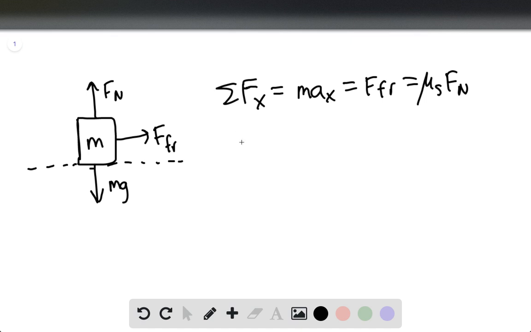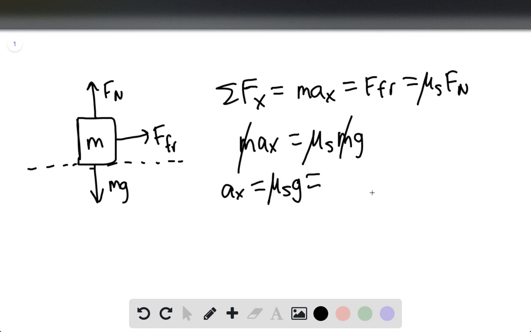So we can say that m a x equals mu sub s m g. The m is going to cancel out, and we're getting that a sub x equals mu sub s g. We can actually solve for mu sub s, and this is going to equal a sub x divided by g.